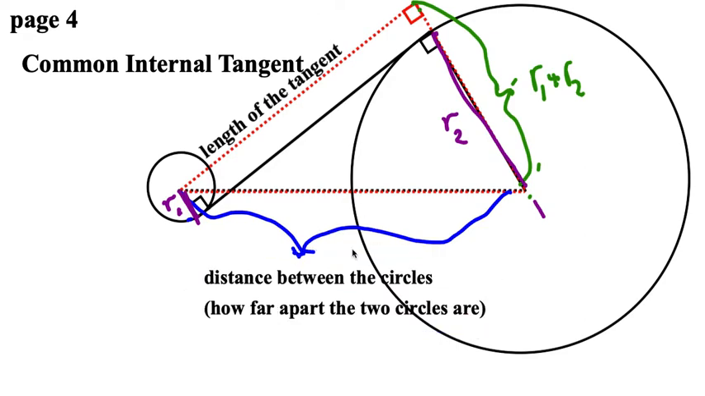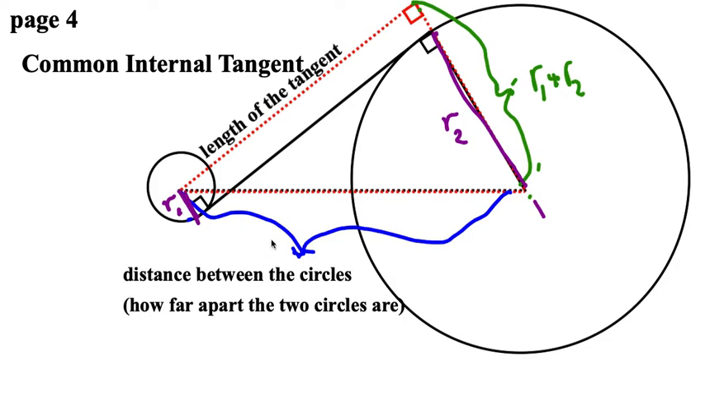Okay? So basically what this means is if you know a couple of these lengths, like if you knew the radii, then you could figure out one leg of the triangle. So you know the radii of both circles, and let's say you knew the length of the tangent. Then you could figure out how far apart the circles are. Or if you knew how far apart the circles are, and you knew the radii, then you could figure out the length of the tangent. Of course, all using the Pythagorean theorem. So common internal tangent, one of the legs is the sum of the radii.